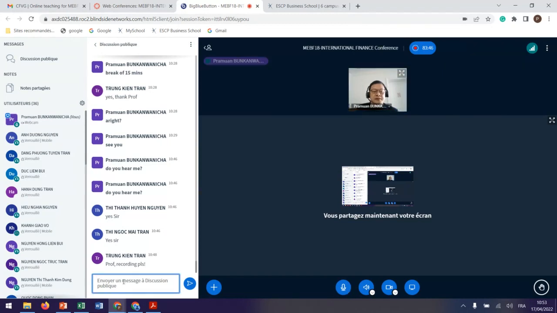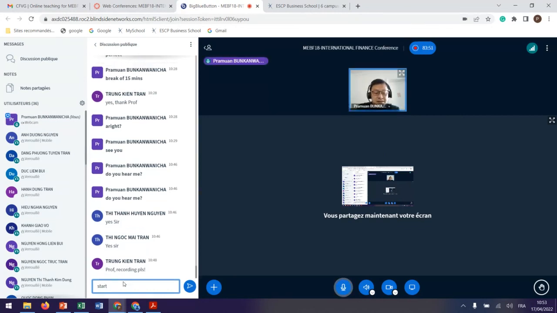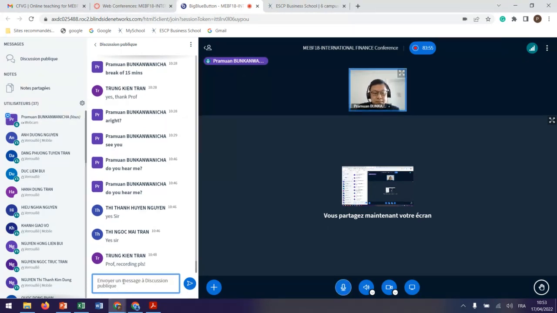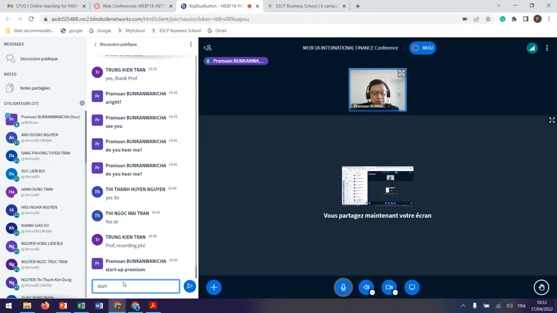Okay. So I repeat, they add the startup premium in addition to the CAPM. The startup premium is used to compensate for the startup risk.